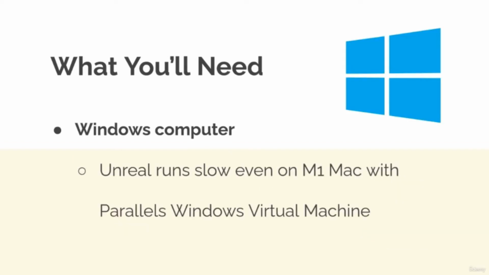As well, you're going to need a Windows computer because Unreal runs slowly even on M1 Macs with a Windows virtual machine. If you are going to be testing out your application on an iOS phone like an iPhone, then it's recommended to use a Mac. But for starting out the building of your project, it's recommended to use a Windows computer. This is highly recommended, and then only if you want to later deploy your project for iOS, you can then use a Mac to build the project for iOS. But for actually building out the project, not packaging it for iOS, it's recommended to use a Windows computer.